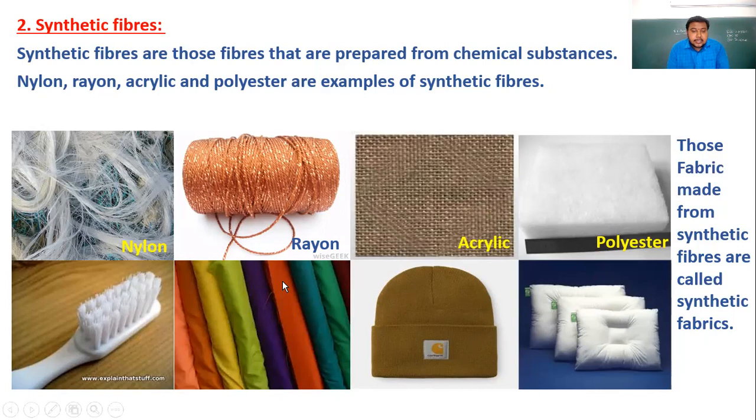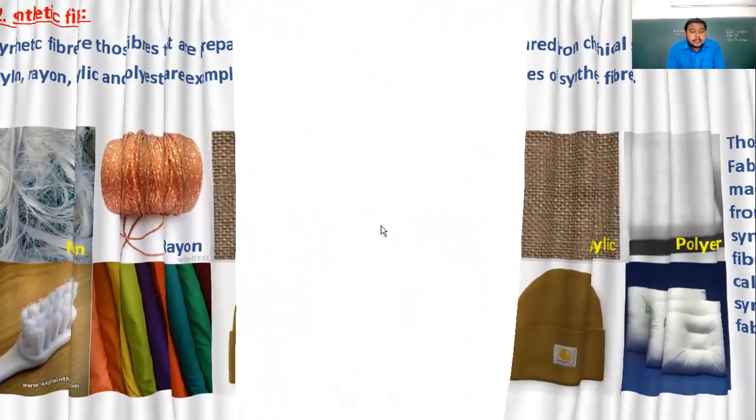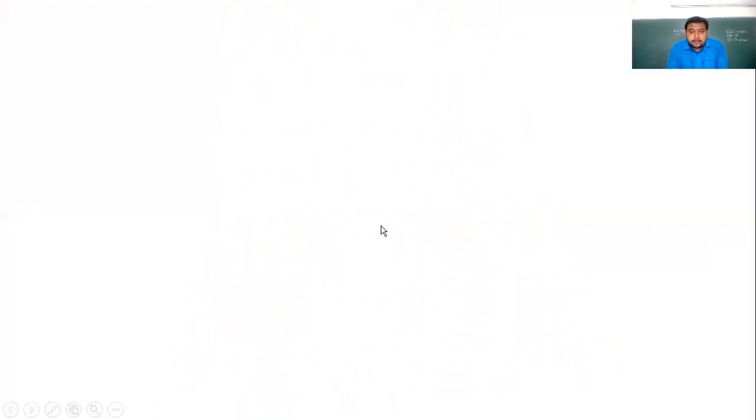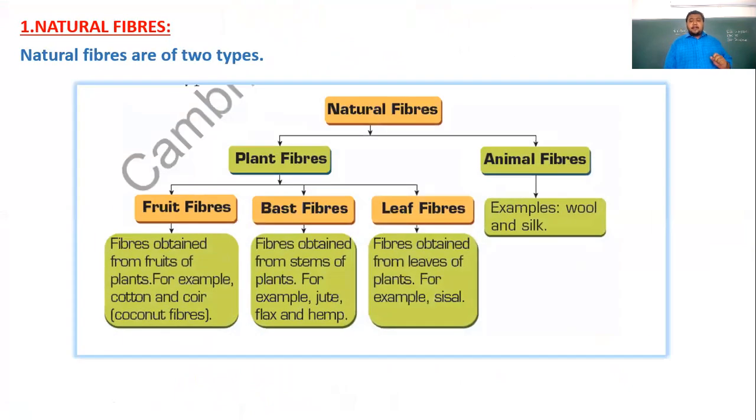So these are the two types of fibers: natural fiber and synthetic fiber. But in natural fibers also there are two types. What are they? Plant fiber and animal fiber. See, in detail I am going to show you. Natural fibers have two types: plant fiber and animal fiber.